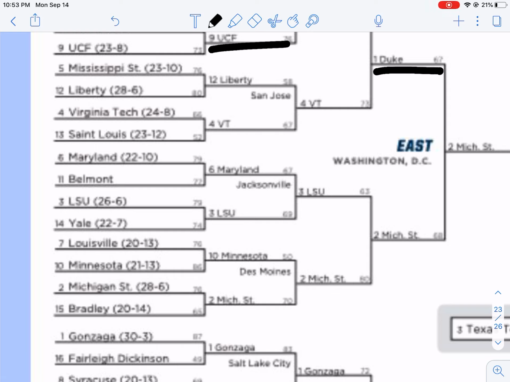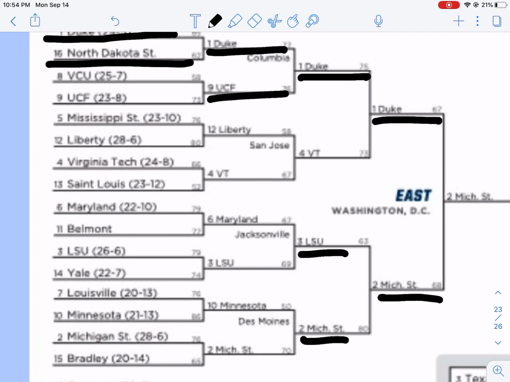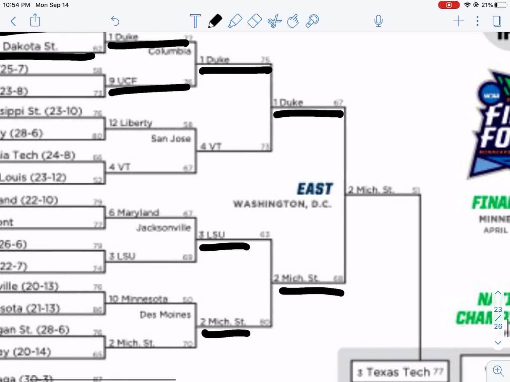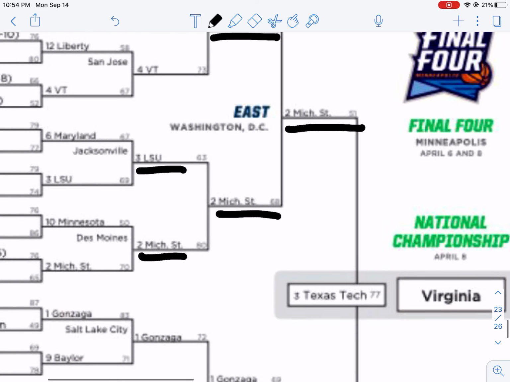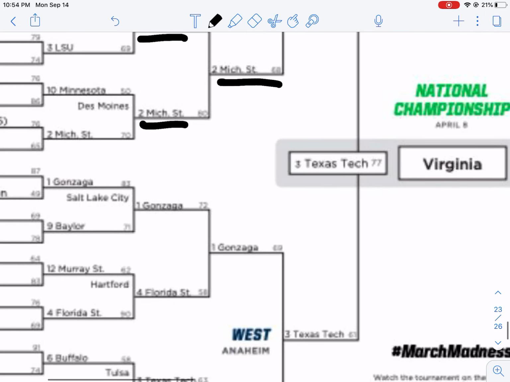Let's see. LSU advances. LSU plays Michigan. Michigan advances. Duke and Michigan are the number 1 and 2 seeded teams. LSU was 3. So we can see who's going to win? Well, Michigan wins. And now Duke, who was number 1, is out. Okay, and then Michigan goes to play Texas Tech.